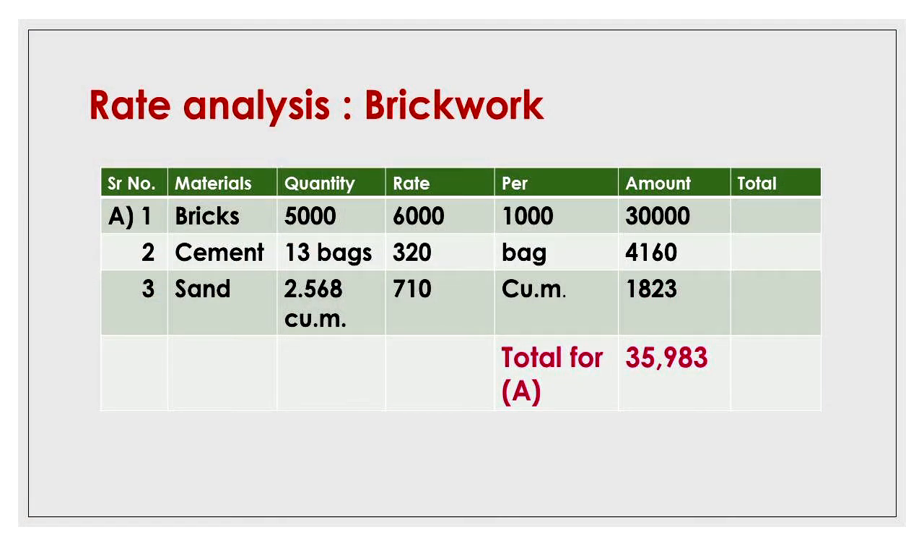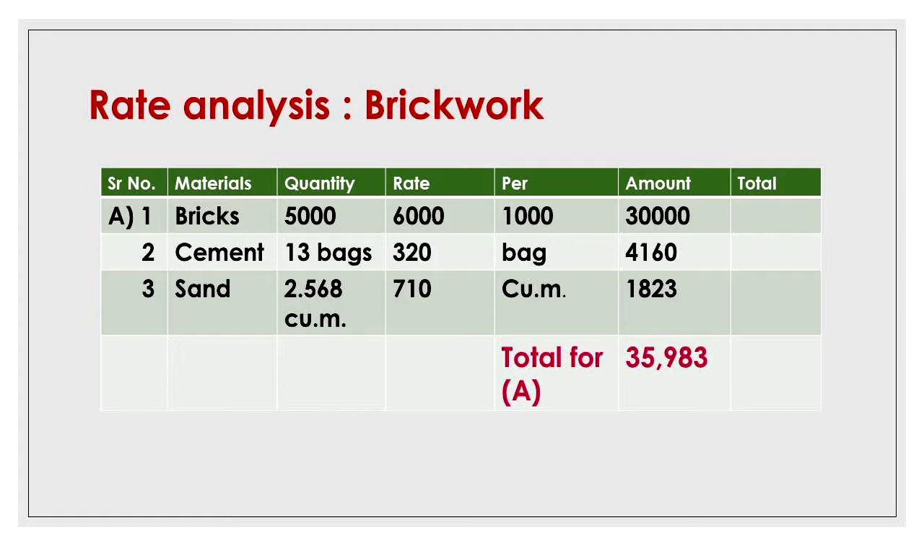So how many thousands do we have? 5,000. So 6,000 into 5, that comes to 30,000. So 30,000 will be the cost of bricks required for 10 cubic meter brickwork. Then the next material which is required for the construction of this brick masonry will be cement. We have already calculated that 13 bags of cement are required. So 13 into the current market rate of one bag of cement, that is 320. So 320 into 13, it comes to 4,160 rupees. So how much amount are you going to spend on cement? That will be around 4,160.